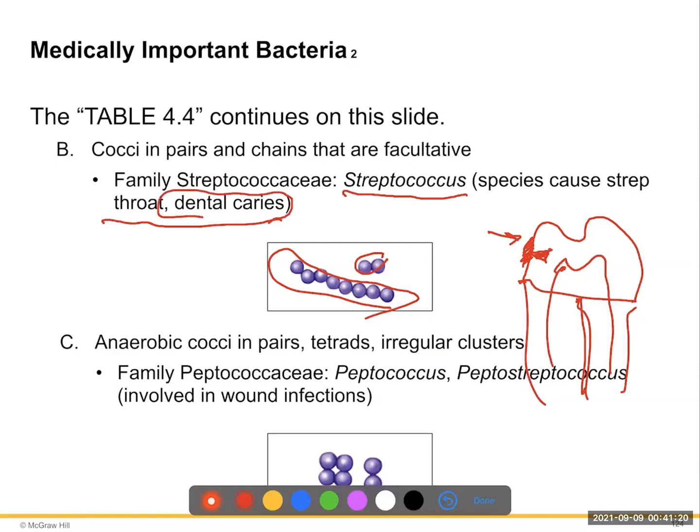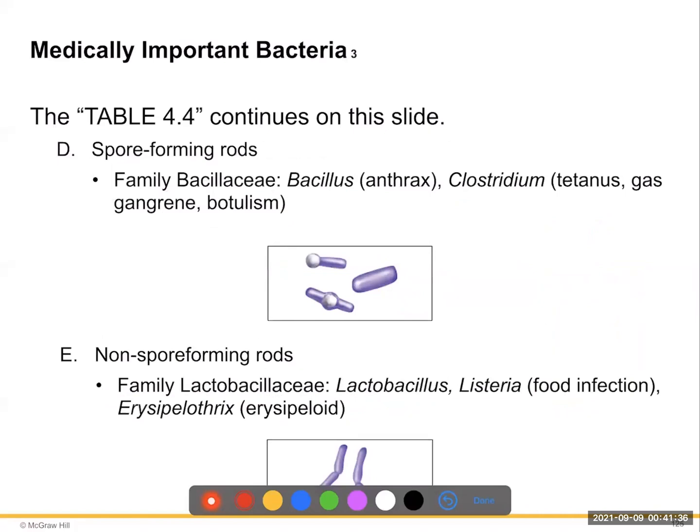Anaerobic means without oxygen. These are Peptococcus. They're involved in deep wound infections. When you get gangrene, stuff like that, you get really bad infections because there's no oxygen in those areas. Spore-forming rods: Bacillus causes anthrax. Clostridium causes tetanus, gas gangrene, and botulism. All nasty stuff.